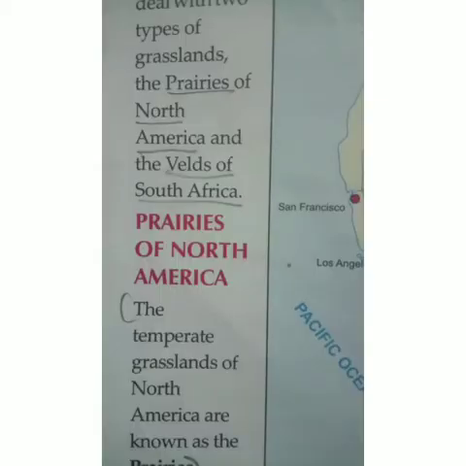Two types of grasslands are there, children. One is the prairies of North America, another one is the veld of South Africa. Now we are going to see about prairies of North America in detail. The temperate grasslands of North America are known as prairies. These prairies are located in Canada and in the USA. It stretches between 40 degrees north and 55 degrees north. Then it's spread over parts of Canada and USA.